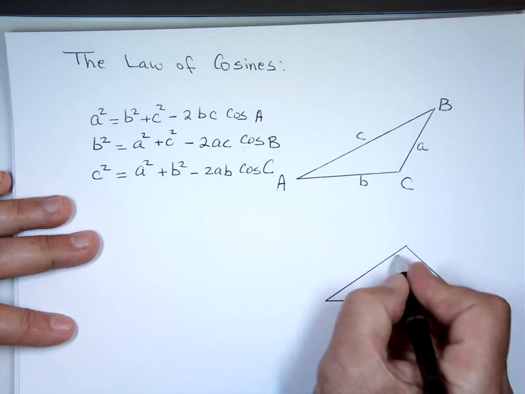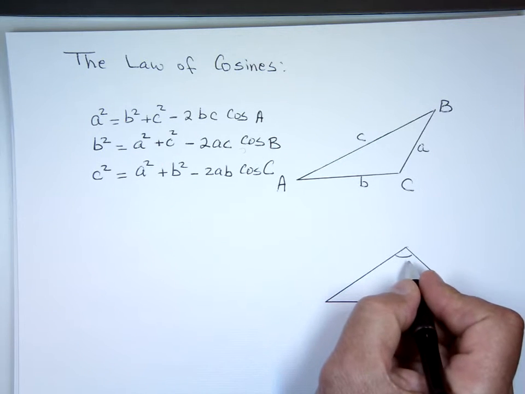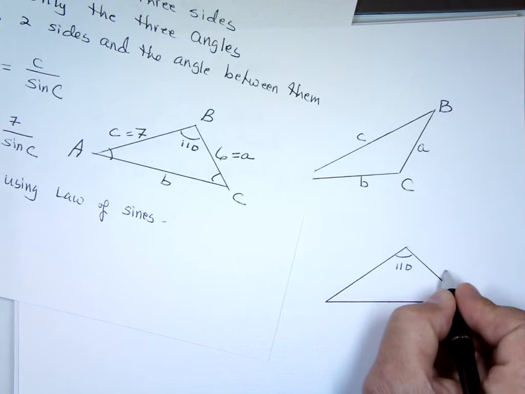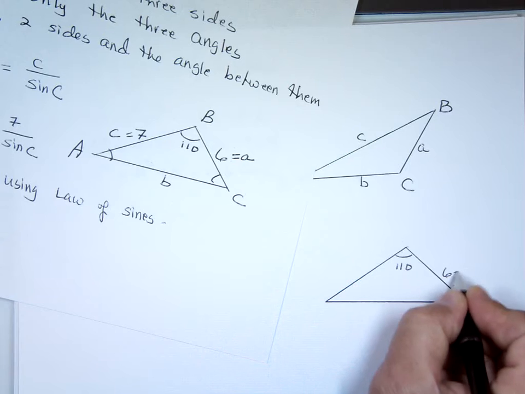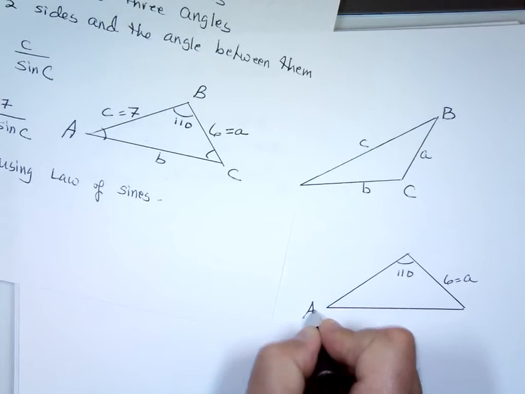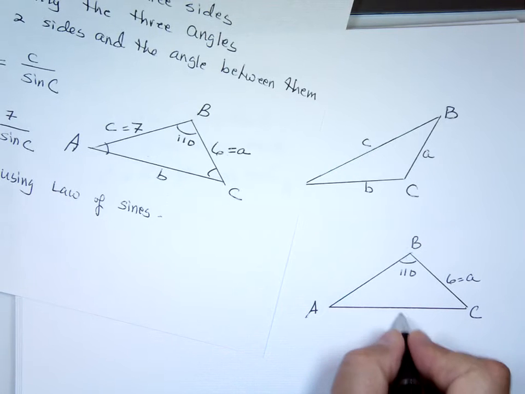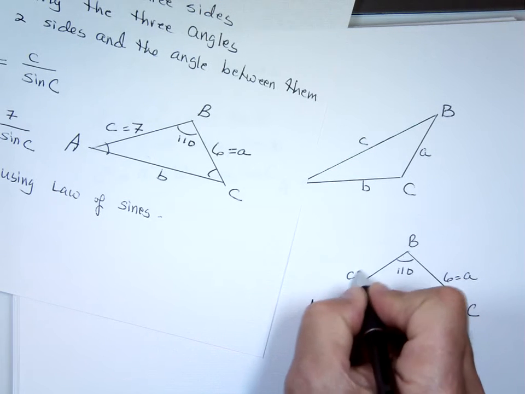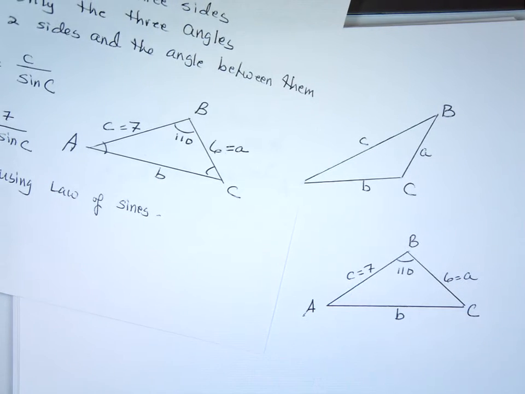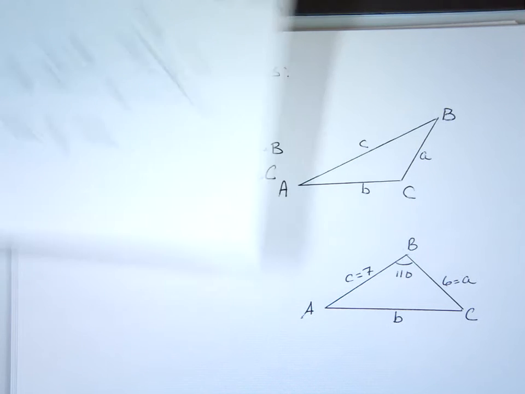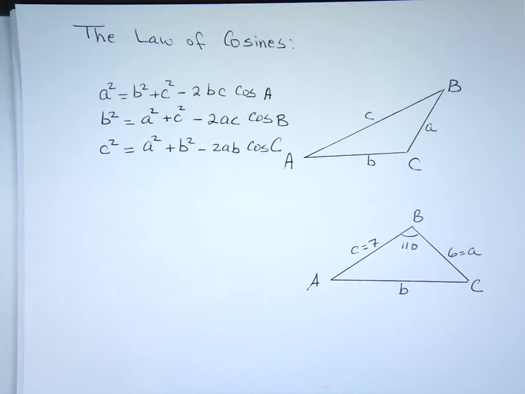This was 110. I'm copying this example from 2 minutes ago. This is 6. That's A, because this is angle A. This is angle B. C. This is B. C equals 7, side C. We said the law of sine will not work here. So let's try the law of cosine.